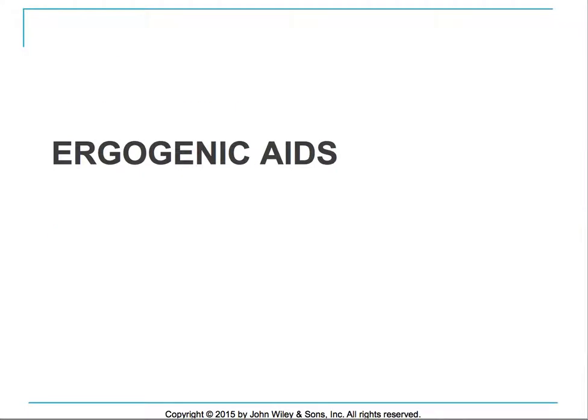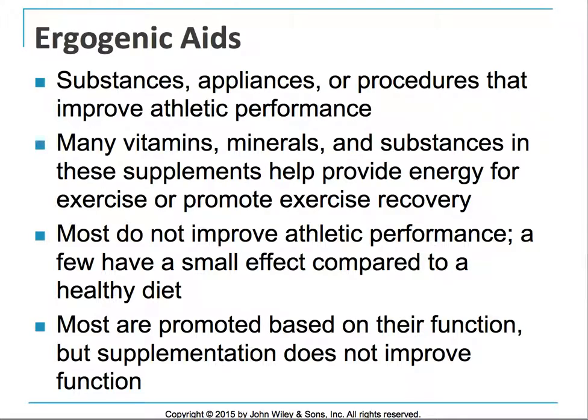All right, next up, ergogenic aids. Ergogenic aids are substances, appliances, or procedures that improve athletic performance. Many vitamins, minerals, and substances in these supplements may provide energy for exercise or promote exercise recovery. Most do not improve athletic performance, though a few have a small effect when compared to a healthy diet. Most are promoted based on their function. However, supplementation does not improve function.